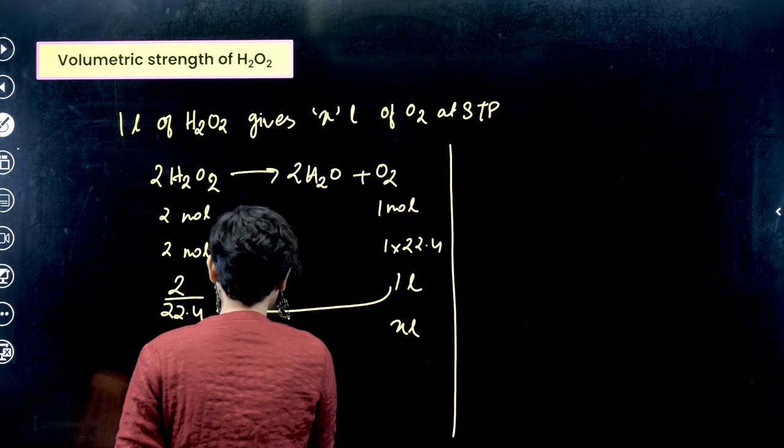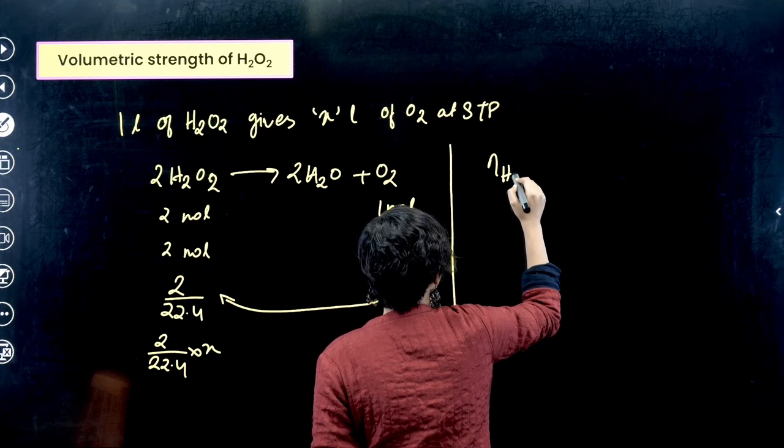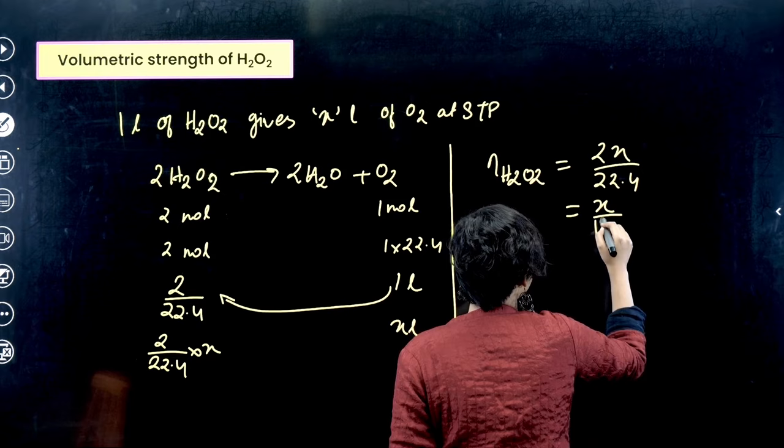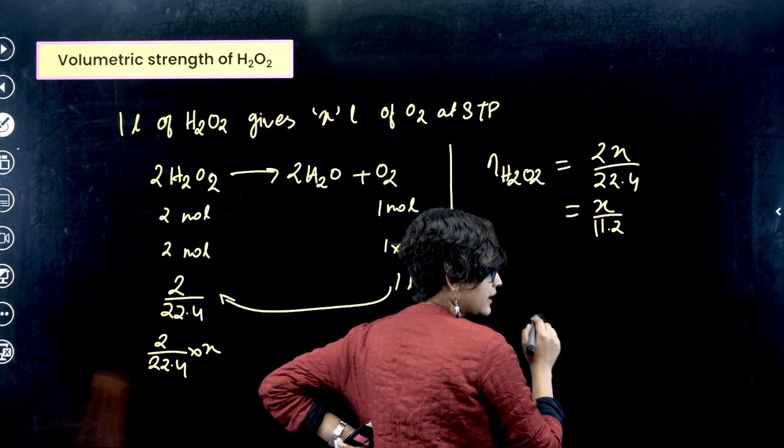So from here, take a look at it. What is the moles of hydrogen peroxide? 2X divided by 22.4, which I can also write as X divided by 11.2. Yes, the 2 will get cancelled.